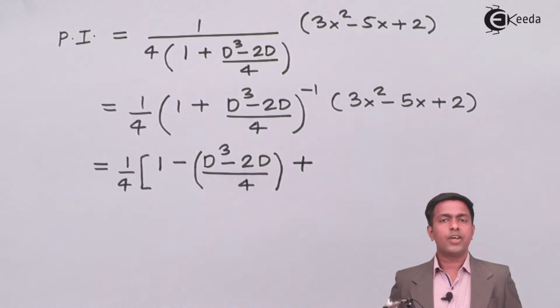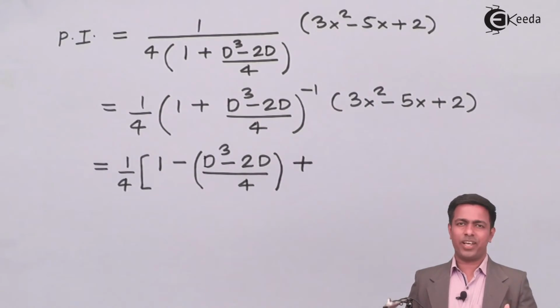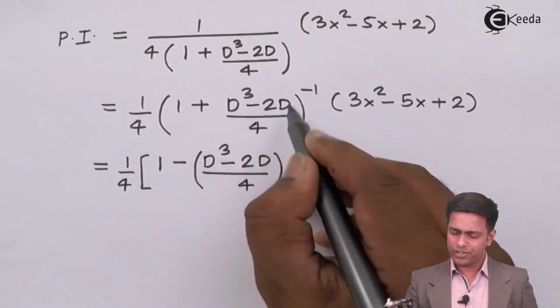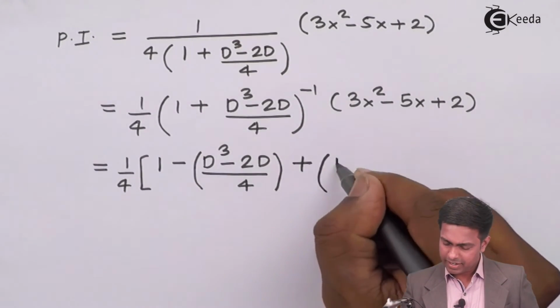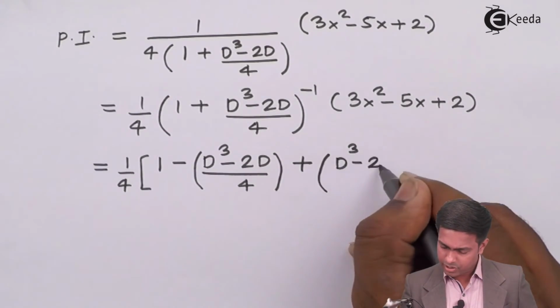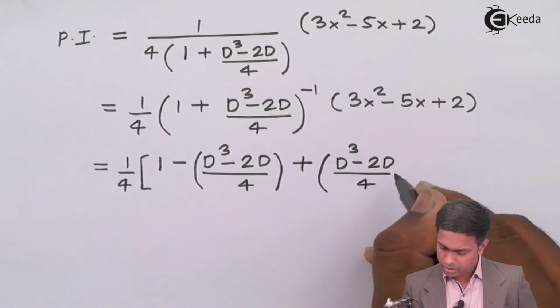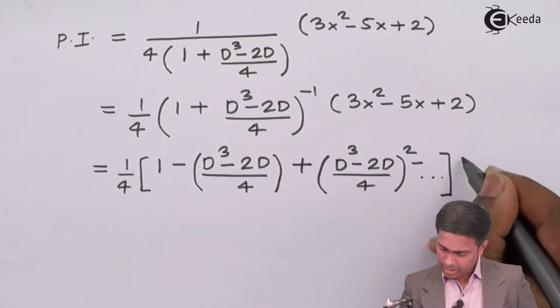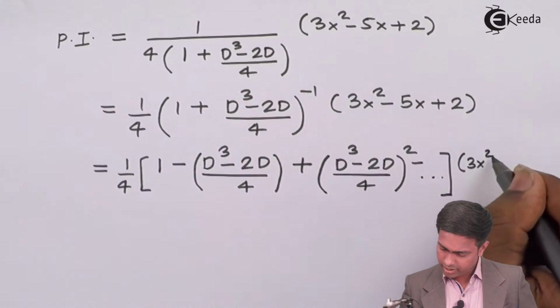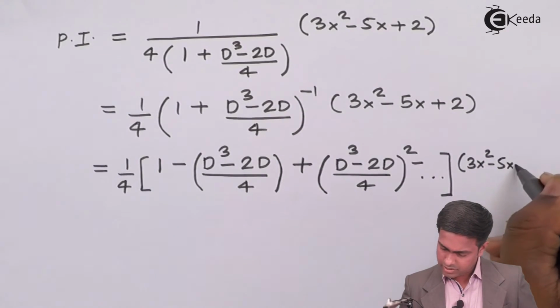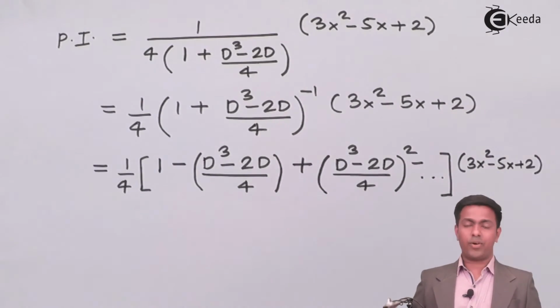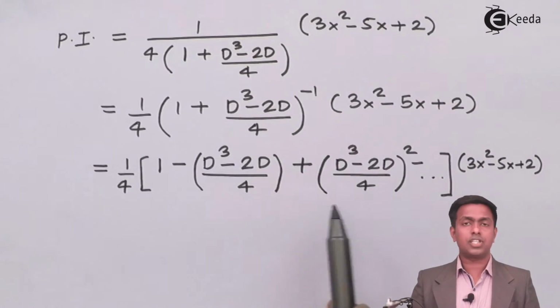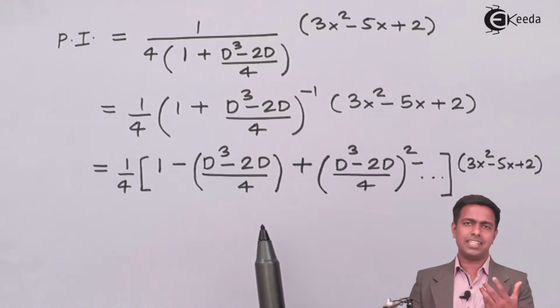plus we'll have D square, or function of D square. So this is the function of D. We'll say (D cube minus 2D) upon 4 the whole square minus and so on, and in the bracket 3x square minus 5x plus 2. Now guys, here I purposely stopped the series, and the reason is simple.